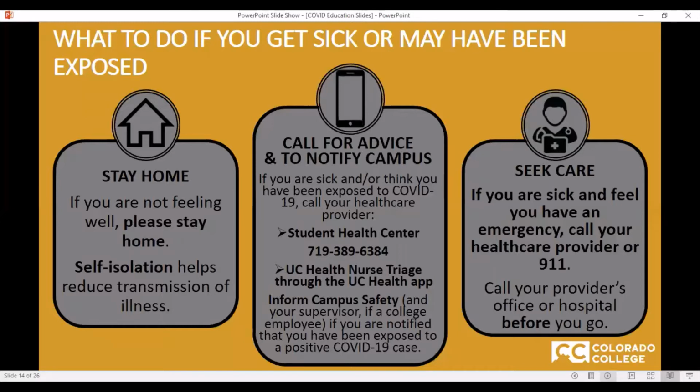Inform campus safety if you're notified that you've been exposed to a positive COVID-19 case. Also contact your supervisor if you're an employee of the college. And again, if you experience any of those symptoms like trouble breathing, pain or pressure in the chest, confusion, blueness in the lips or face, and difficulty staying awake, seek emergency medical attention. Always call your doctor or emergency room before going so that they can be best prepared to help you when you arrive.